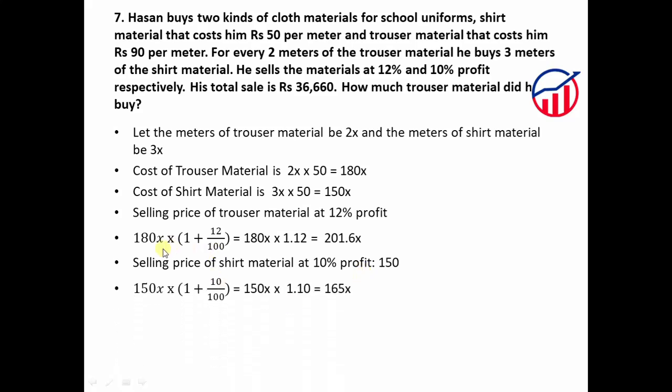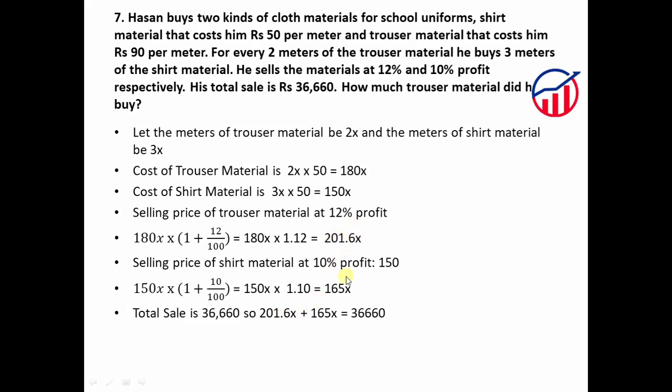So how are you going to put it? 150x into 1 plus 10 upon 100. Why? Because it's 10%, which will be 1.1. So it is 165x. Total sale is what? 3660.